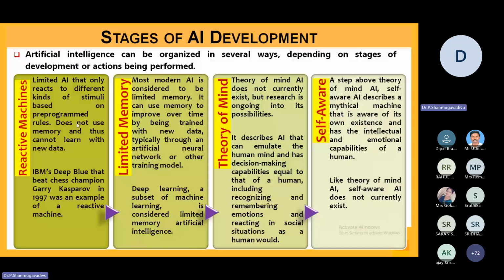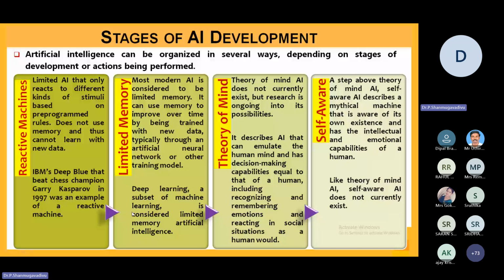The best example for reactive machines is Deep Blue, right, which could beat chess champion Garry Kasparov in the year 1997. It's an example of a reactive machine. It has only a specific set of operations meant for doing only chess and not beyond that. And when you talk about limited memory, most modern AI is considered to be limited memory, and it can use memory to improve over time by being trained with new data, typically through an artificial intelligence neural network or any other training model, right? Deep learning is a subset of machine learning and is considered limited memory artificial intelligence.